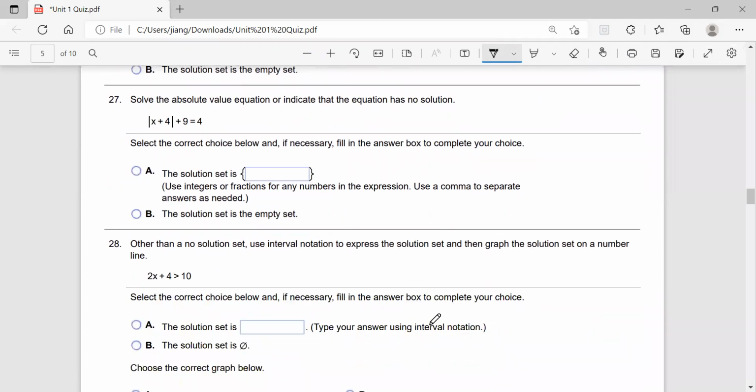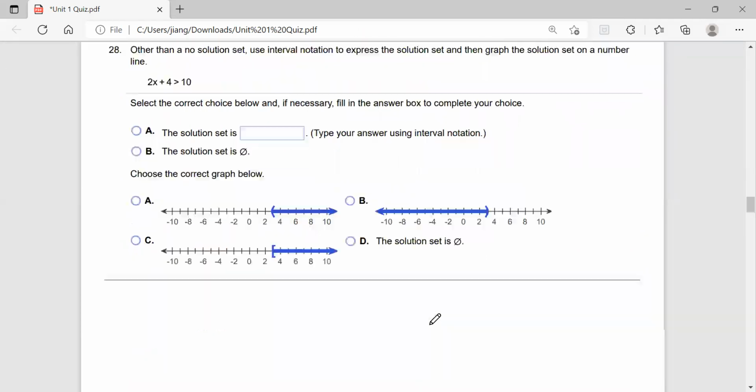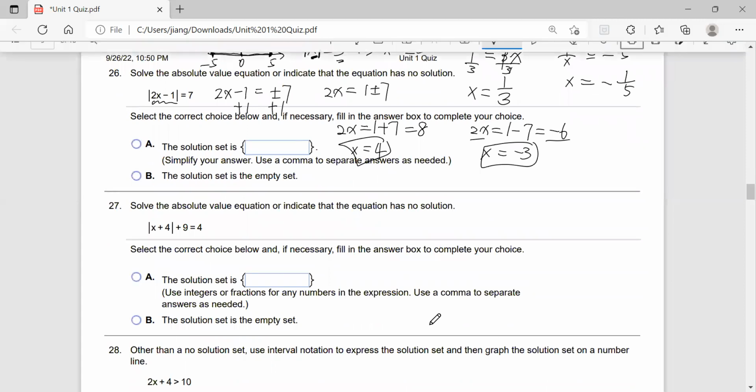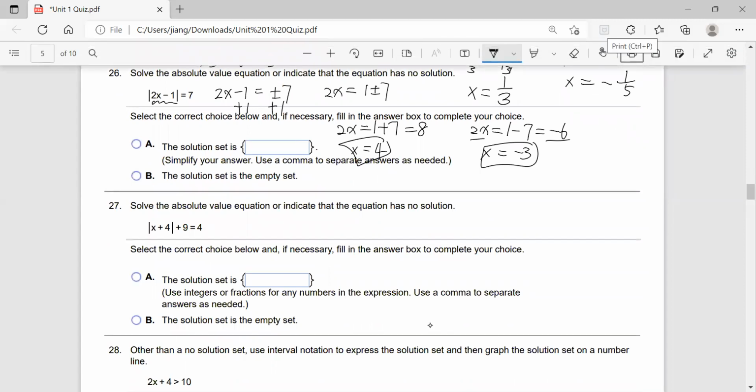Next one, if we are solving, solve the absolute value equation or indicate that the equation has no solutions. So for this one, I need to solve the absolute value. I should get rid of the -9. So the absolute value of x plus 4 equals, so subtract 9 from both sides. So 4 minus 9, that's -5.